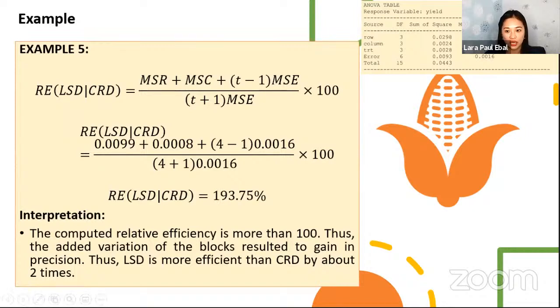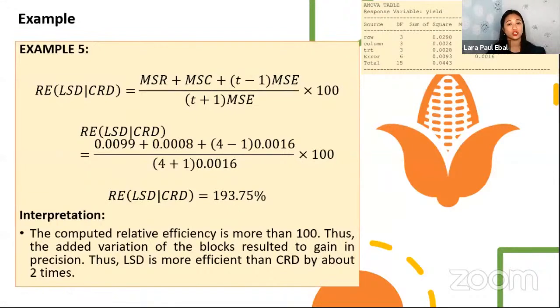So yung mga nasa, what's this? So where is that 0.08? The mean square for the column factor, we have this MSC. Yan. And then the MSE, the 0.0016, this one here. And then the MSR, the MS for the row factor, we have 0.0099. Okay, and then after plugging all the values, we can get the result now, which is 193.75%. So that's way higher than 100%.